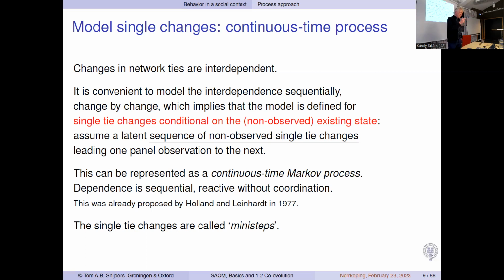In the model, for having a nice, convenient word to talk about them, I call those changes mini steps. So in between the observations, many mini steps are taken, and at each mini step, one of the actors gets the opportunity to make a change. If the actor is satisfied with the current situation, no change is made, but otherwise one new tie can be created or one tie can be dropped. And since there is no coordination, if there is a change at any moment, there's only one actor who will make the change.